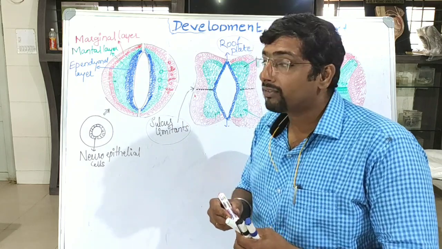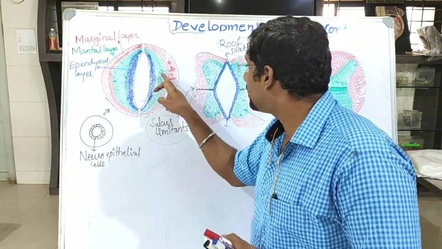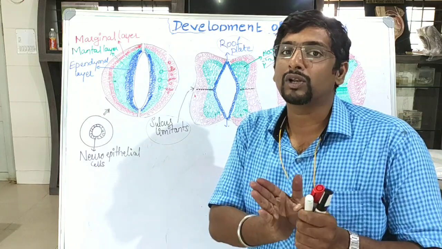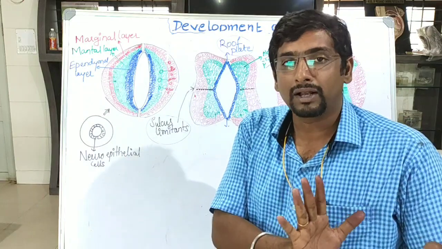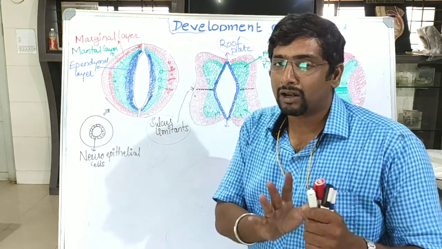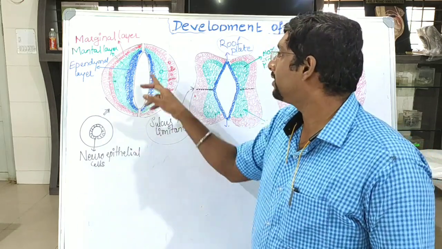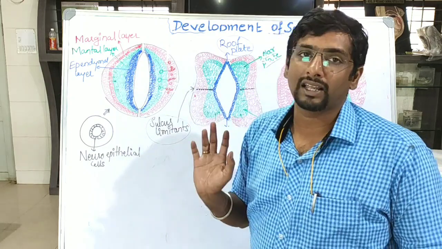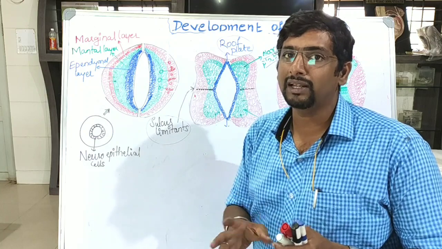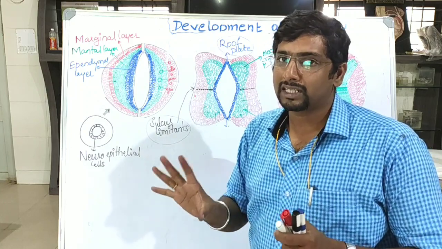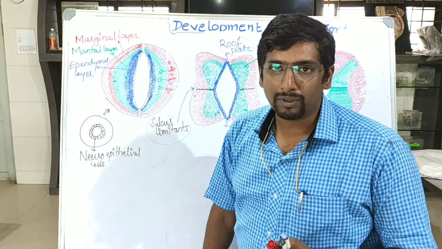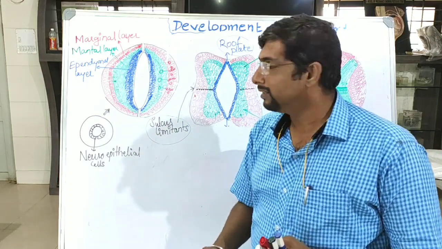So by this what we can understand, the mantle layer, which has a collection of neuronal cell bodies, is going to develop as grey matter because cell bodies are there and not much myelination is there. And the marginal layer, which has neuroglia more abundantly, is going to myelinate, that's why it appears white, and this marginal layer is going to form the white matter.